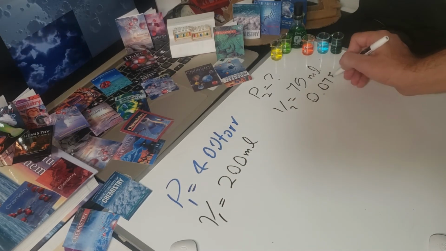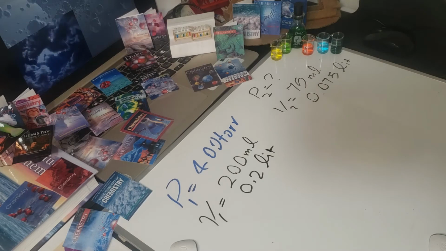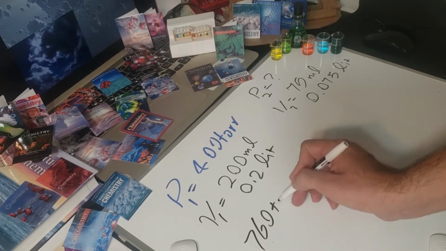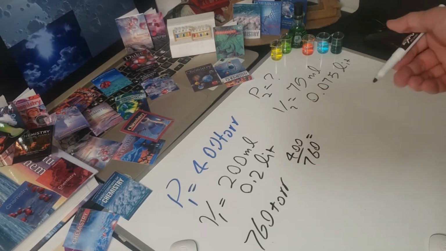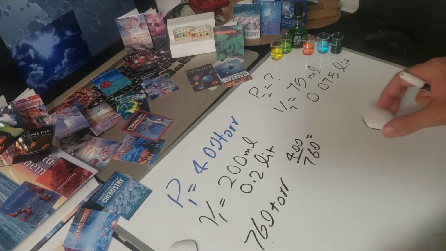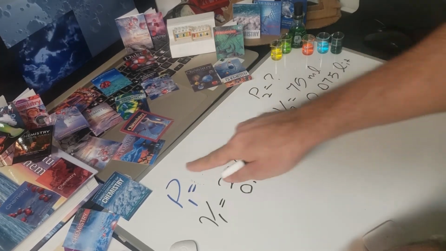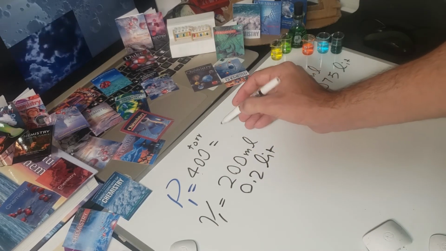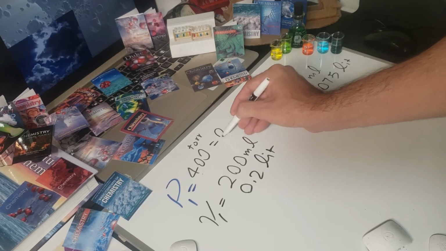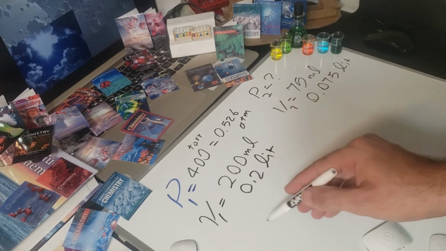Volume to liters is very easy. This much in liters, just divide by 1,000, because each 1,000 milliliters is a liter. And this 400 torr, we know that 760 torr is 1 atmosphere, so we just get 400 divided by 760 to see what the pressure would be. 400 torr equals 0.526 atmosphere.